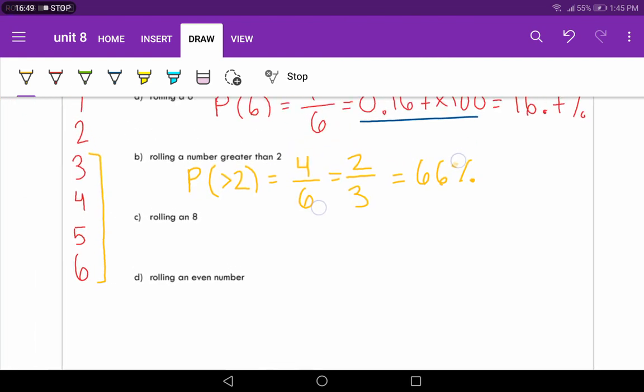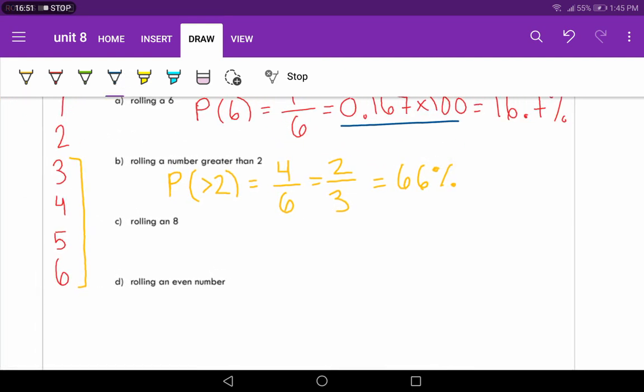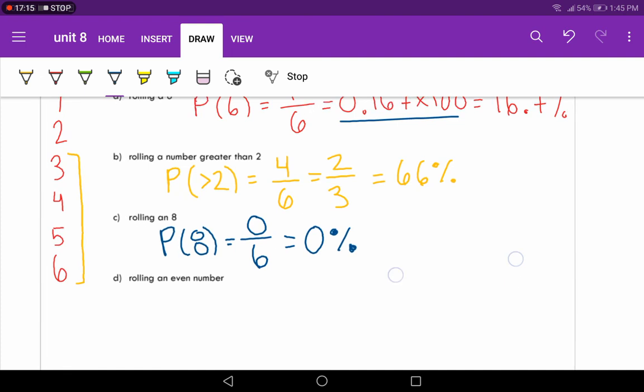Okay, rolling an 8. So as we know, our numbers on a die only go up to 6, right? So the probability of rolling an 8, well, first of all, there's no chance of getting an 8. So 0 successful outcomes out of a total of 6 means there is a 0% chance of rolling an 8, right? It's just not going to happen with one dice, or one die rather.